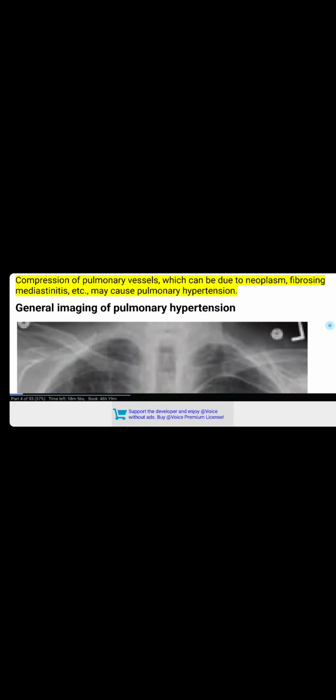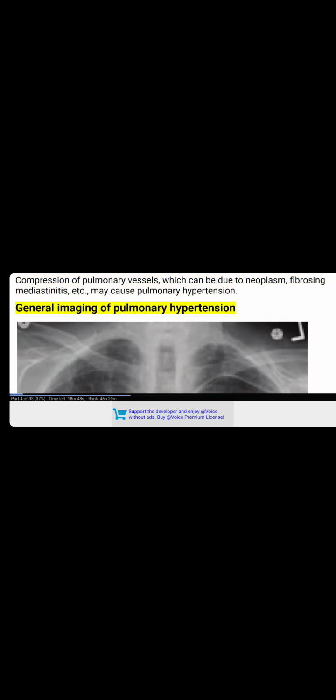Group 4: pulmonary hypertension due to chronic thromboembolic disease. Group 5: pulmonary hypertension due to miscellaneous disorders. Sarcoidosis is a rare cause of pulmonary hypertension. Compression of pulmonary vessels, which can be due to neoplasm, fibrosing mediastinitis, etc., may cause pulmonary hypertension.